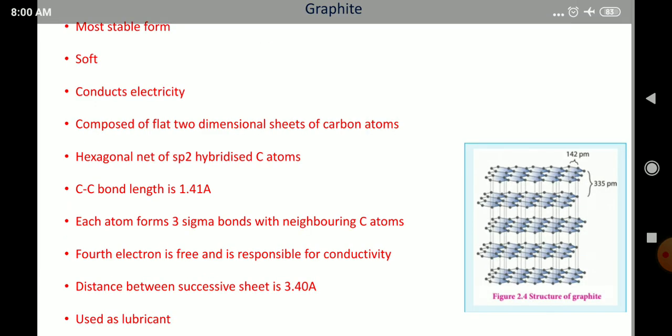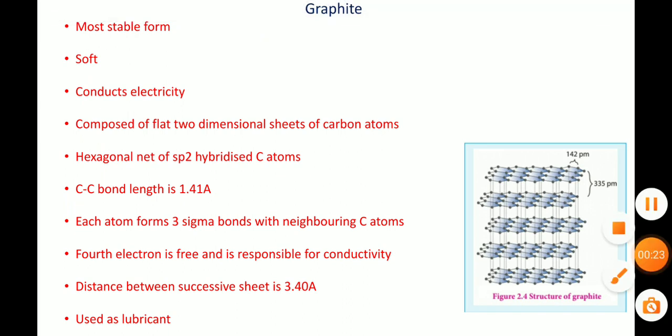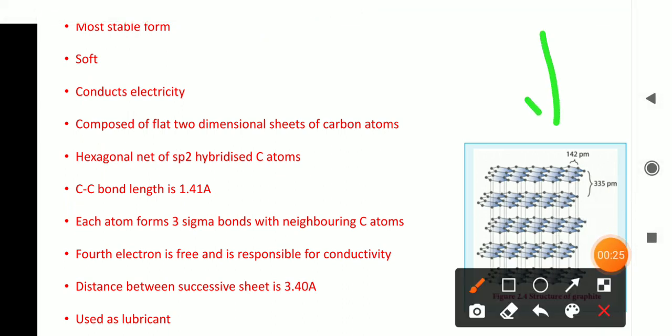Okay students, first let us see about graphite. This is the picture of graphite sheets, and its properties are given here. Look at the first property. It is the most stable allotrope of carbon. Out of the various allotropes, which is more stable? Graphite is the more stable allotropic form. Then it is very soft in nature and it conducts electricity. It is a good conductor of electricity.